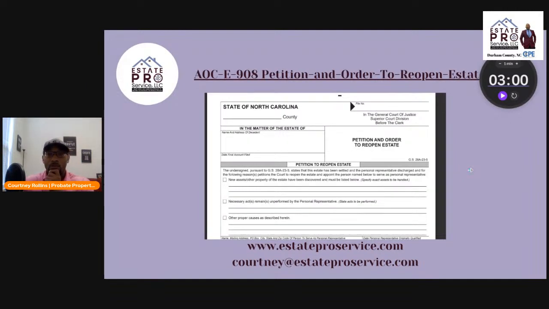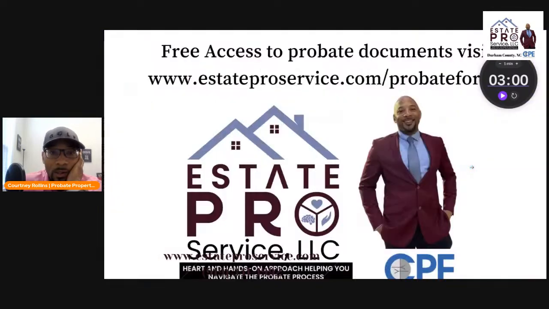And petition in order to reopen the estate. Hopefully you won't need to use this, but if for whatever reason the estate needs to be open, this will get the ball rolling, and the clerk will make a decision based on the information that you provide and the legal boundaries that exist.